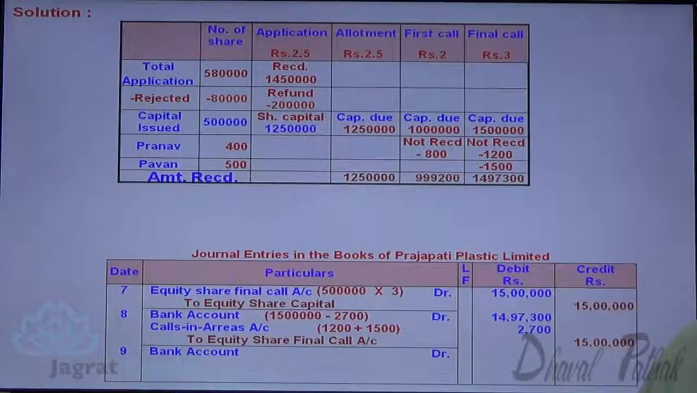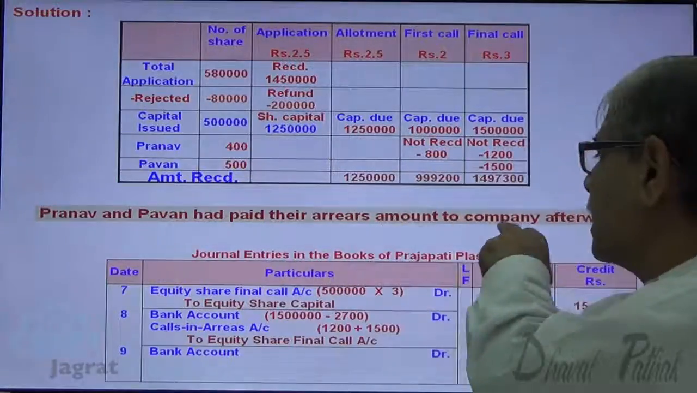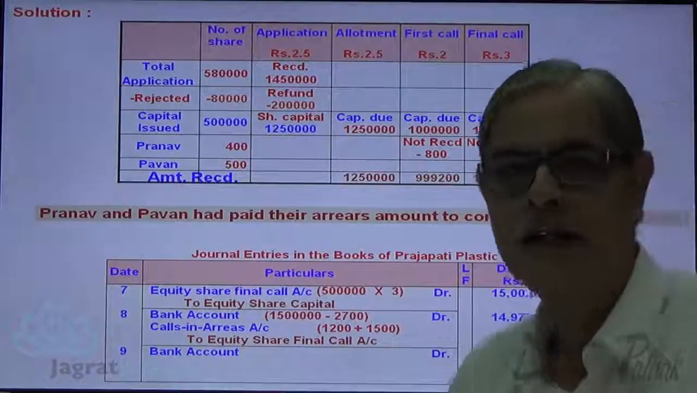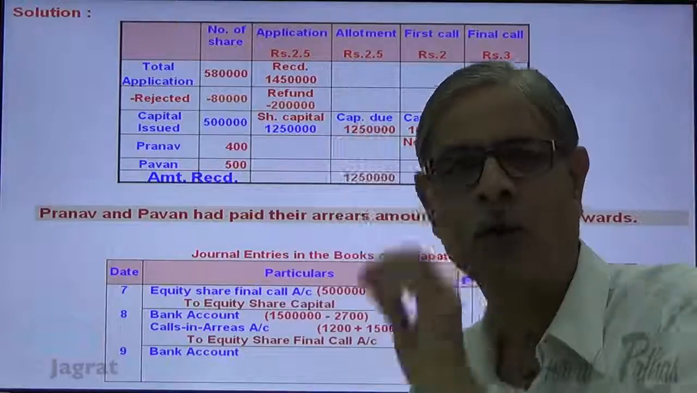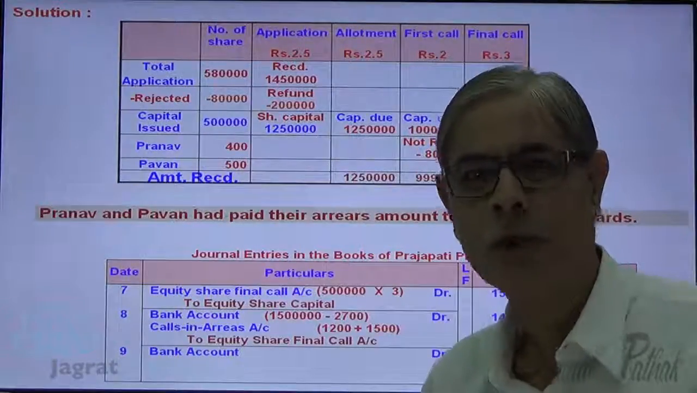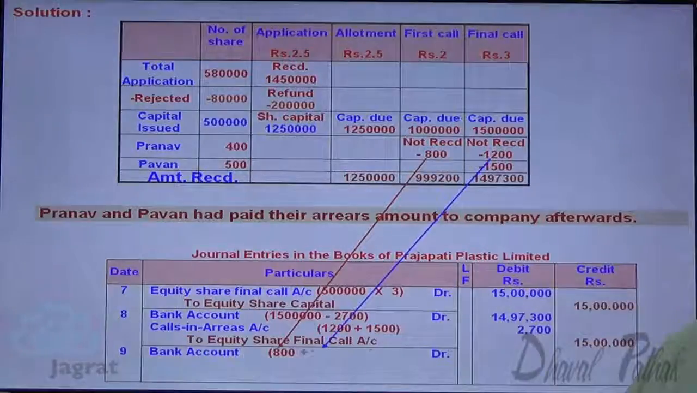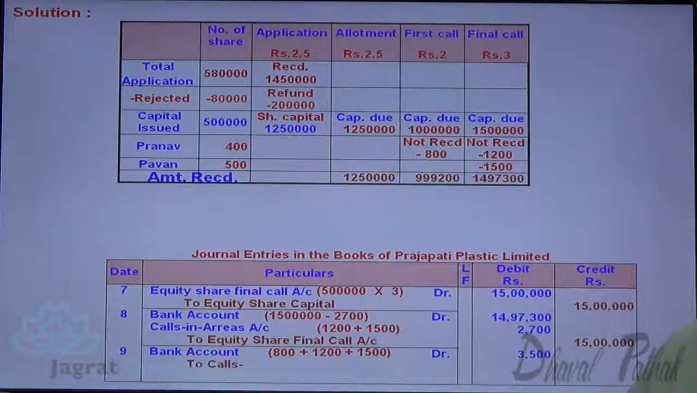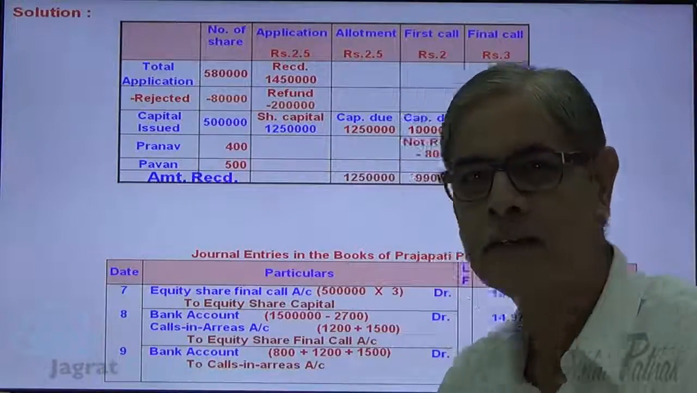Now next entry, the calls in arrears are recovered. Pranav and Pawan have paid the arrears amount to the company afterwards. So afterwards, whatever the amount that was due, 800 plus 1200 plus 1500, that has been recovered, and that stands receivable in the name of an account known as calls in arrears. So bank account debit to calls in arrears account credit, that is the entry for the amount recovered. 3,500. So bank account debit 3,500 to calls in arrears account credit 3,500. If you have a total of all the 9 journal entries that are recorded, the total should be.